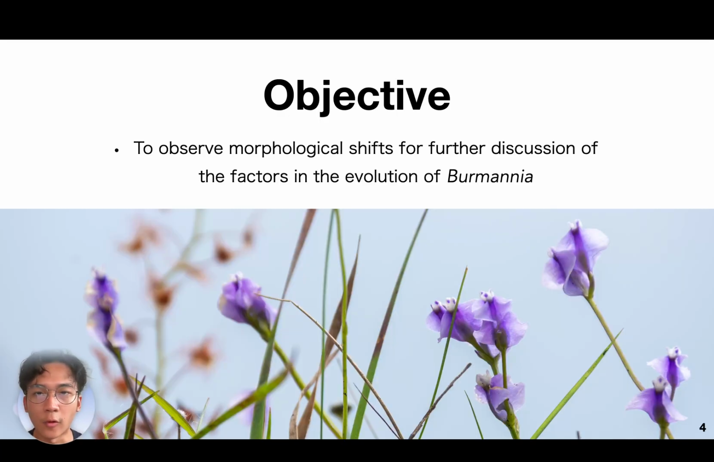And the objective of this research is to investigate the morphological change within the process of evolution of this Burmannia, and to describe why it happens like that in the evolution.